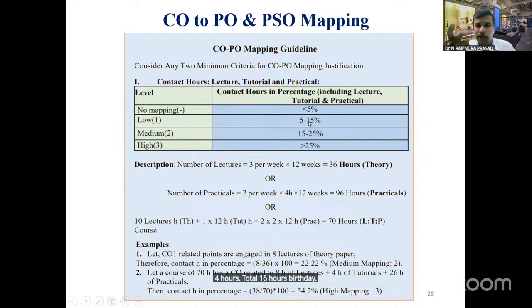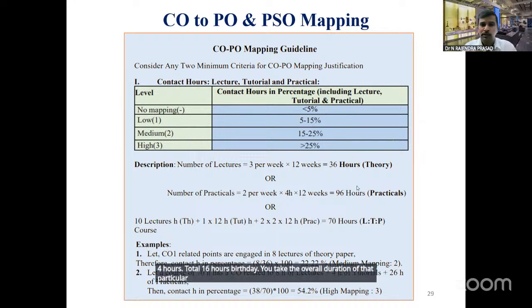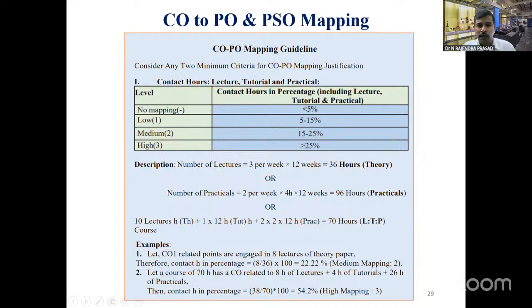You take the overall duration of that particular course. Suppose, for example, a course is taught 3 hours per week, 12 weeks, 36 hours, a theory course. Or the number of practicals, 2 per week, 4 hours per class, 12 weeks, you will teach 96 hours. Or theory 10 hours, tutorials 12 hours, practicals 48 hours, total 70 hours.